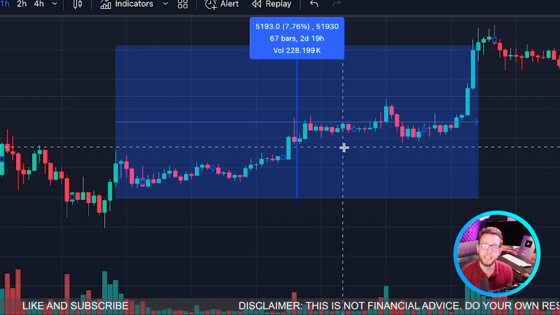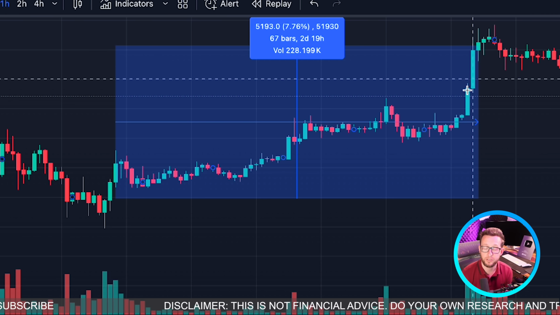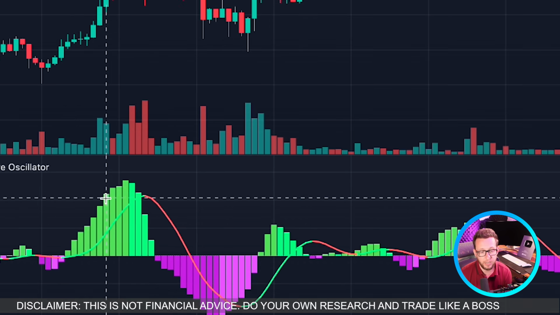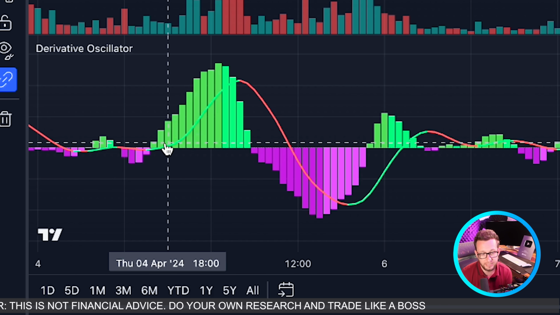Obviously, guys, this is cherry picking. I wouldn't expect you to get that trade, nor the first one there. It's just to show you how they actually work. Now, a little bit of confluence here is we have this SMA.